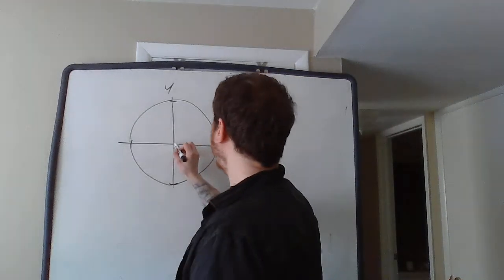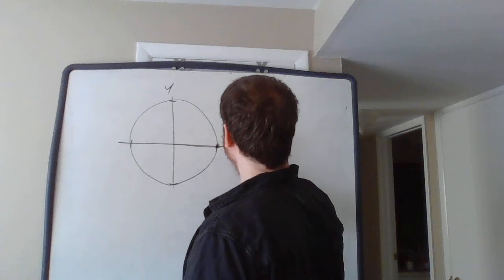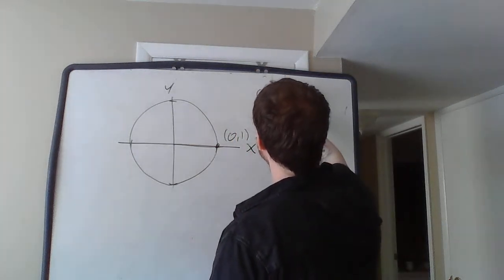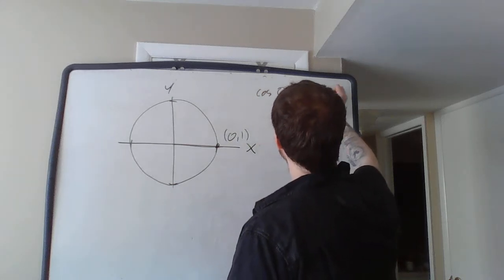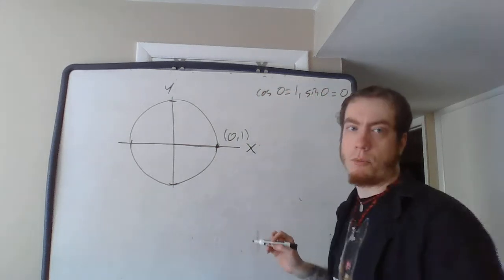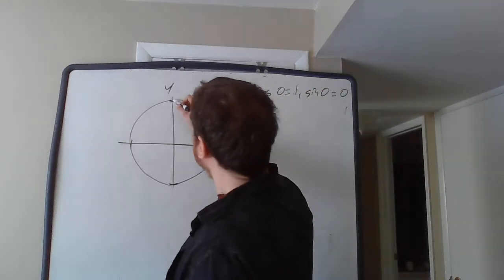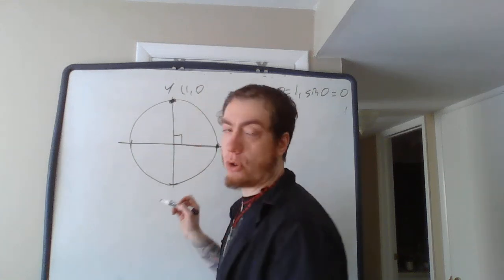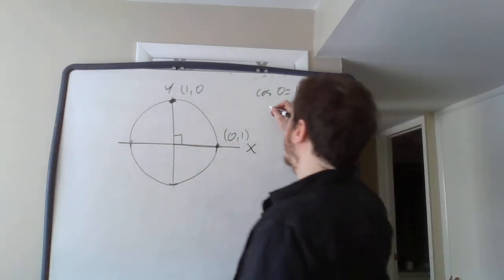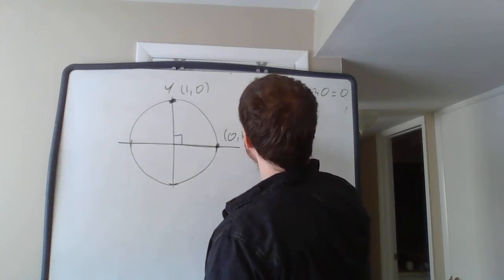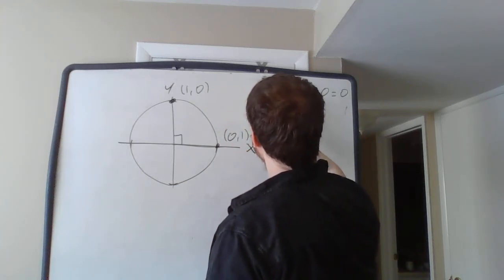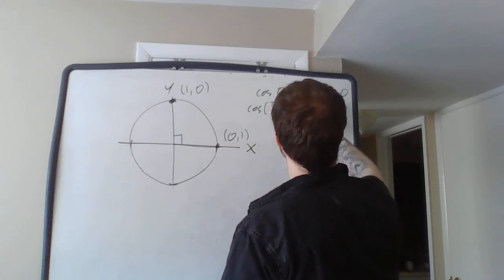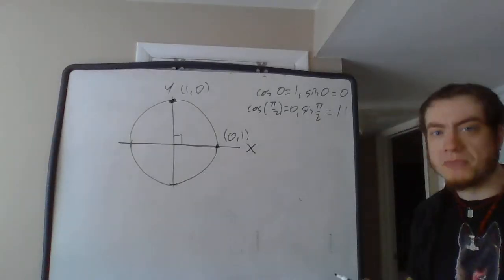Okay, for an angle of 0, this is the point 0, 1, and so we can say that the cosine of 0 is equal to 1, the sine of 0 is equal to 0. If I look at this point up here, this is the point 1, 0. Well, this is a right angle, which is an angle of pi over 2, and we can say, therefore, that the cosine of pi over 2 is 0, and the sine of pi over 2 is 1.